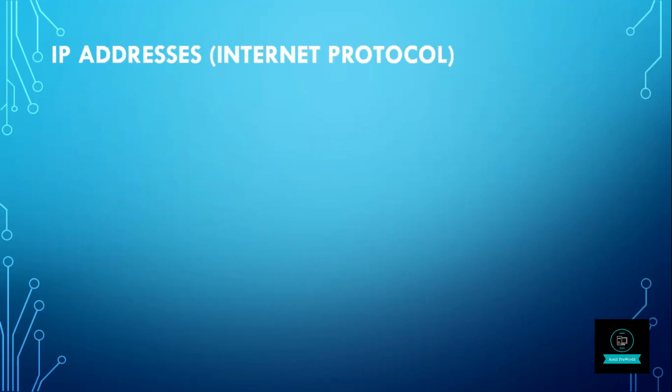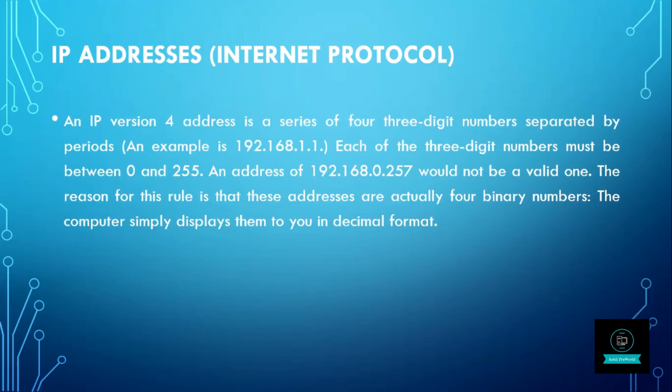Now the next topic is IP address. The first major issue to understand is how to get packets to their proper destination. Even a small network has many computers that could potentially be the final destination of any packet sent. The internet has millions of computers spread out across the globe. An IP version 4 address is a series of 4 3-digit numbers separated by periods. Each of the 3-digit numbers must be between 0 and 255.